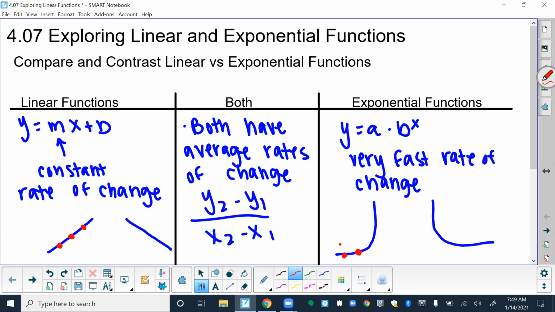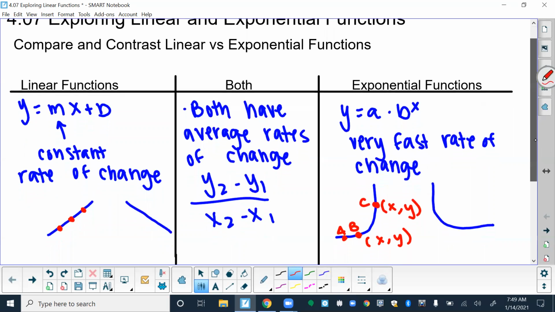So if I had points A and B here, that would have a smaller average rate of change versus if I took the average rate of change from A through C. So it's still the same concept. You're still plugging those x and y values into this slope equation, or this average rate of change equation. It's just different for exponential versus linear, because you have to really pay attention to what 2 points you're looking at for the exponential functions.